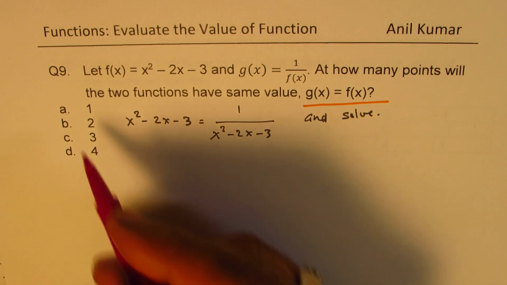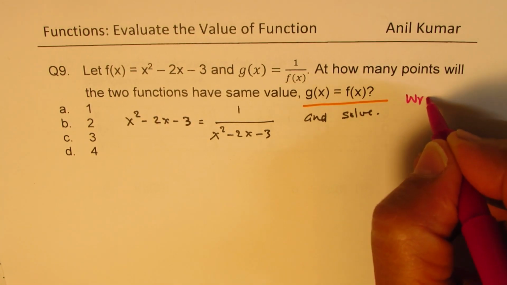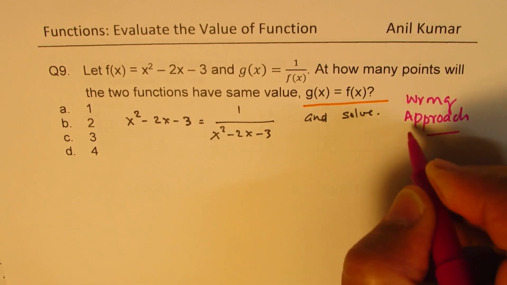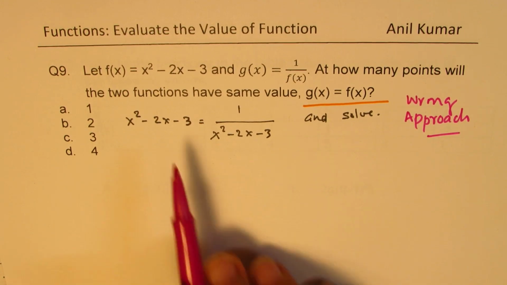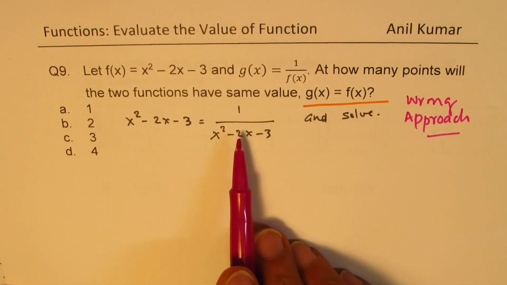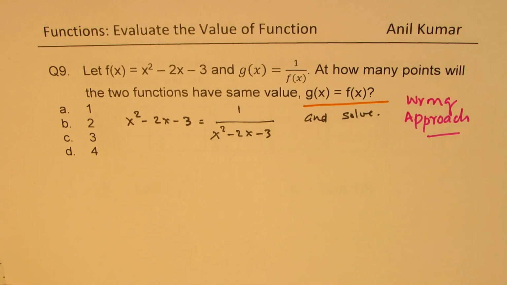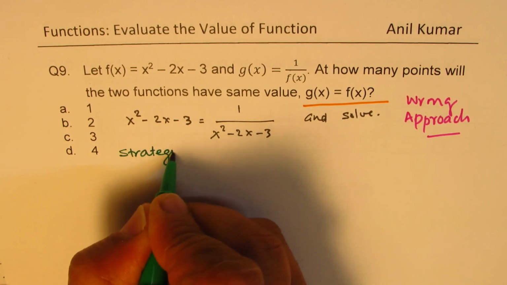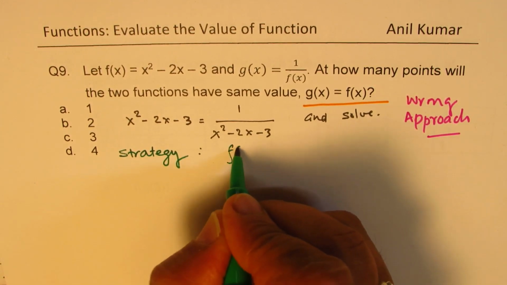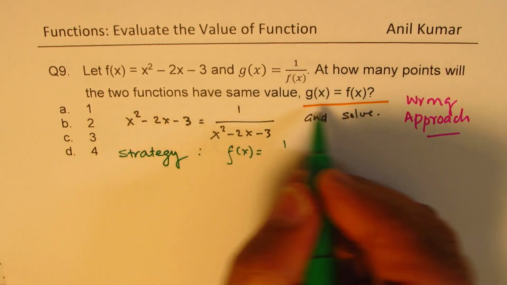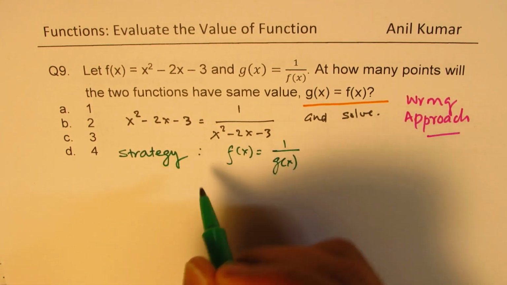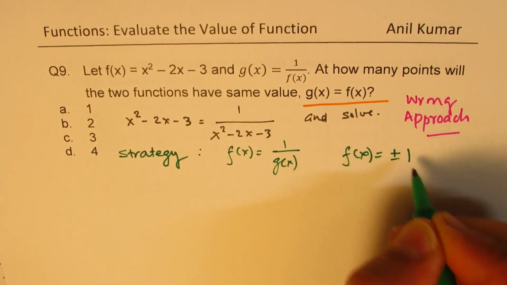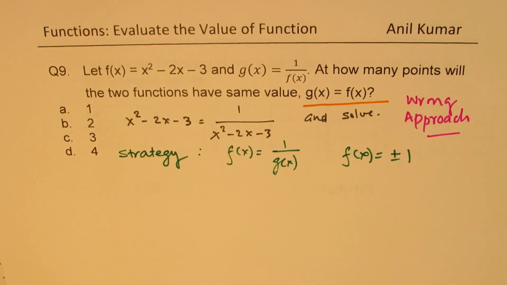But that is, for a multiple choice question, I will say a wrong method. So avoid, don't do this, right? Because that is going to take too much time and it's not good enough for a multiple choice question. So what should you do? So here's the strategy. So we are saying that f of x equals, I could have written either way, right? 1 over g of x, correct? So in this case, it is very clear that f of x should be equal to plus minus 1. Only then is that true. Is that clear to you?